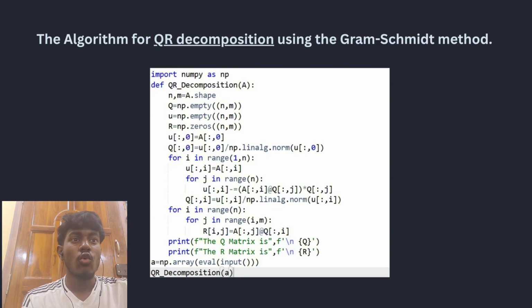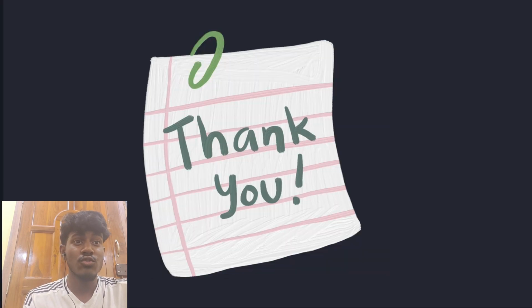The code first meticulously builds the orthonormal matrix Q column by column, then uses Q to quickly complete the upper triangular matrix R, successfully decomposing A into QR.